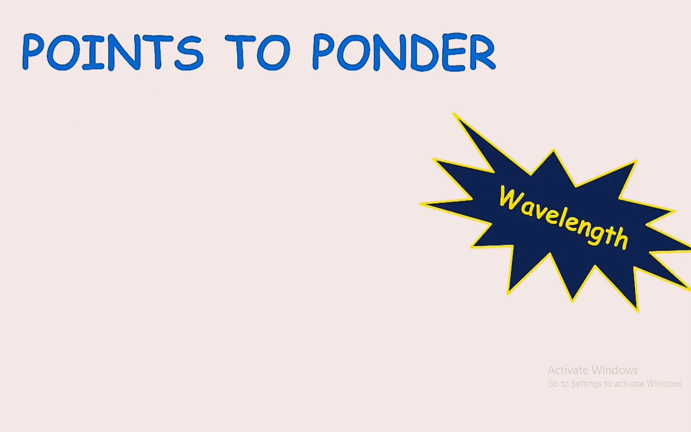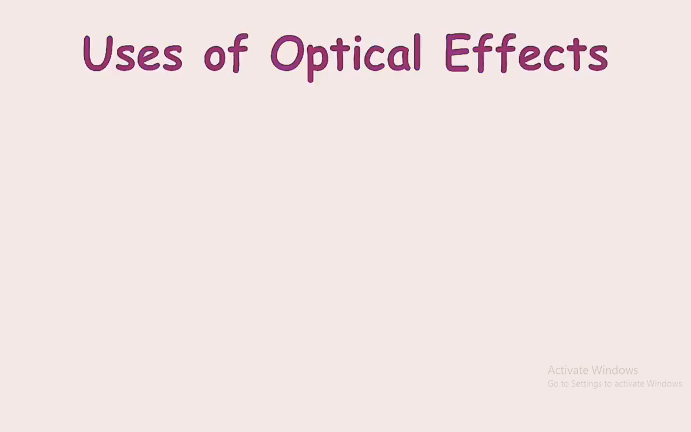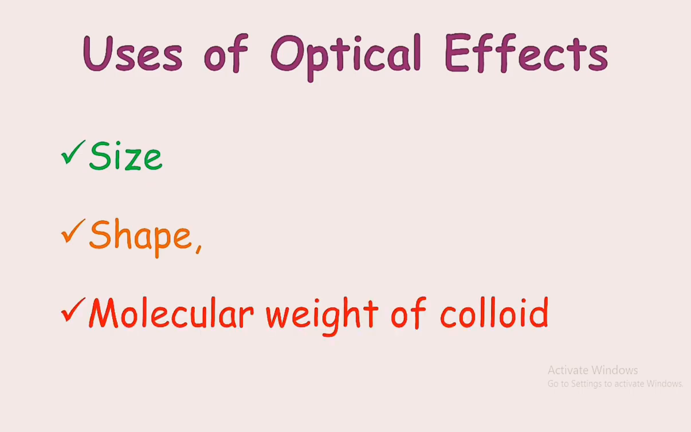Second, effect of wavelength. It should be remembered that the intensity of scattered light is inversely proportional to the fourth power of wavelength. That is, the lesser the wavelength of incident light, the more will be its scattering. These effects help in determining the size, shape and molecular weight of colloids.